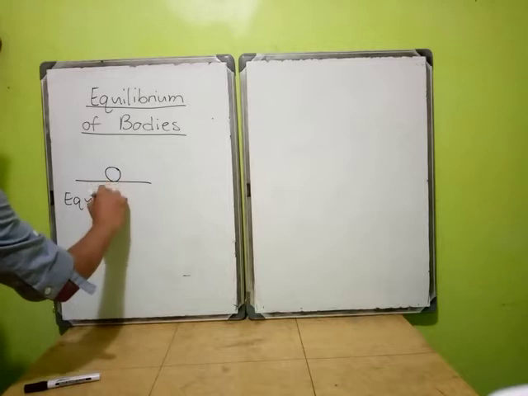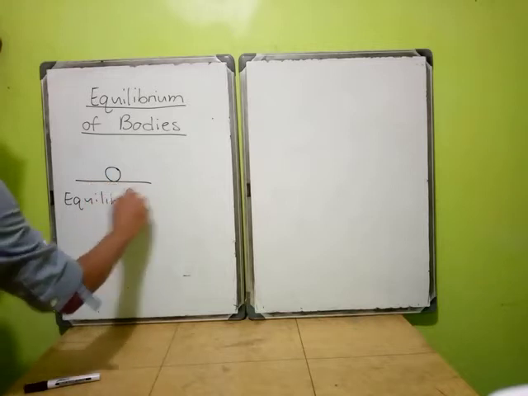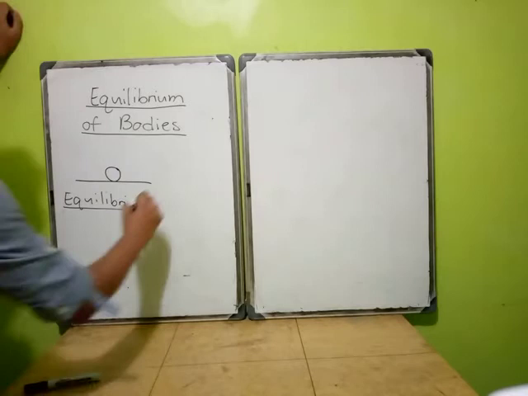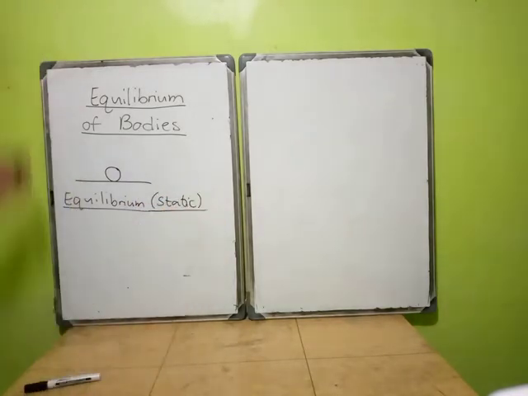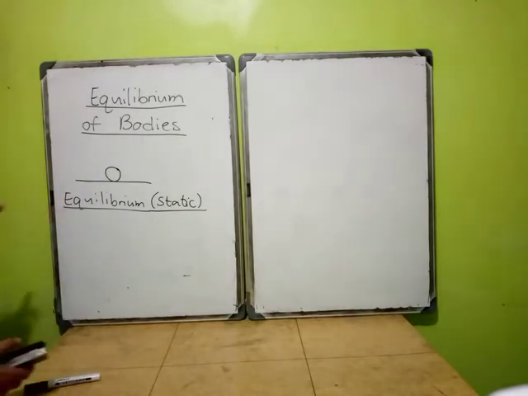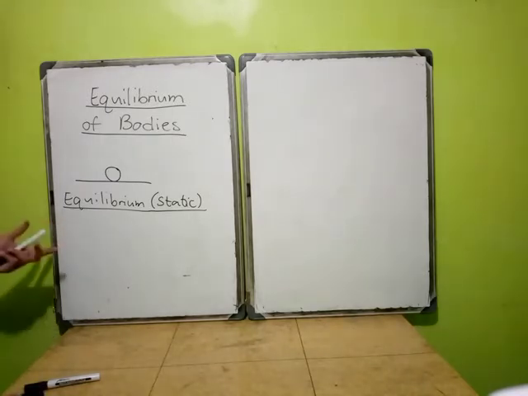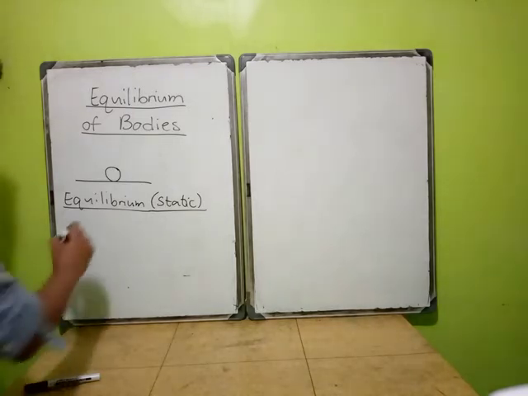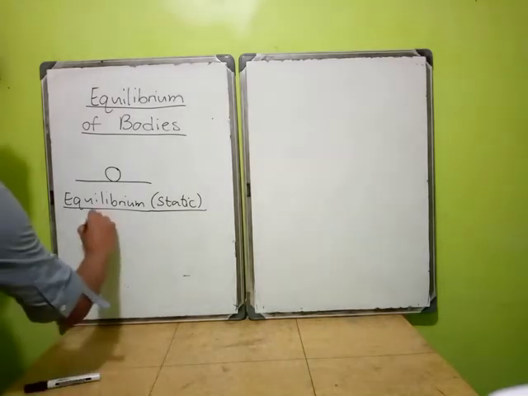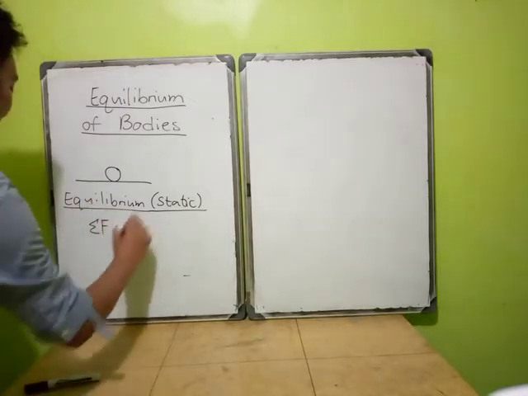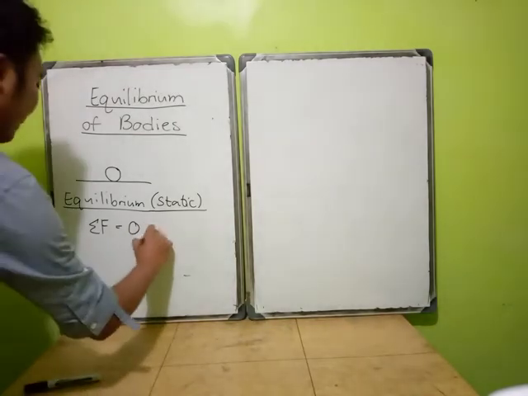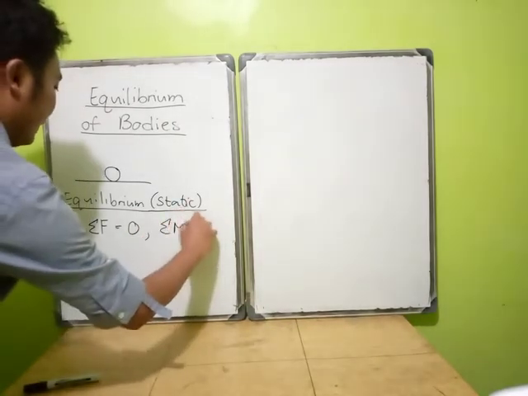Paano natin masabing nasa equilibrium siya? We are speaking of static equilibrium. Kapag ang isang bagay is nasa static equilibrium, ibig sabihin, dalawa lang yan. You sum up forces in any direction is equal to 0. And you sum up all the moments is equal to 0.